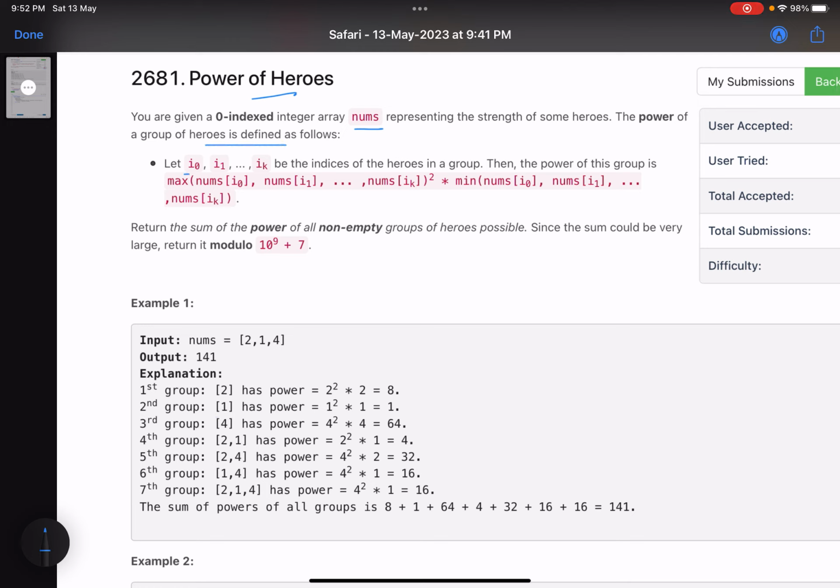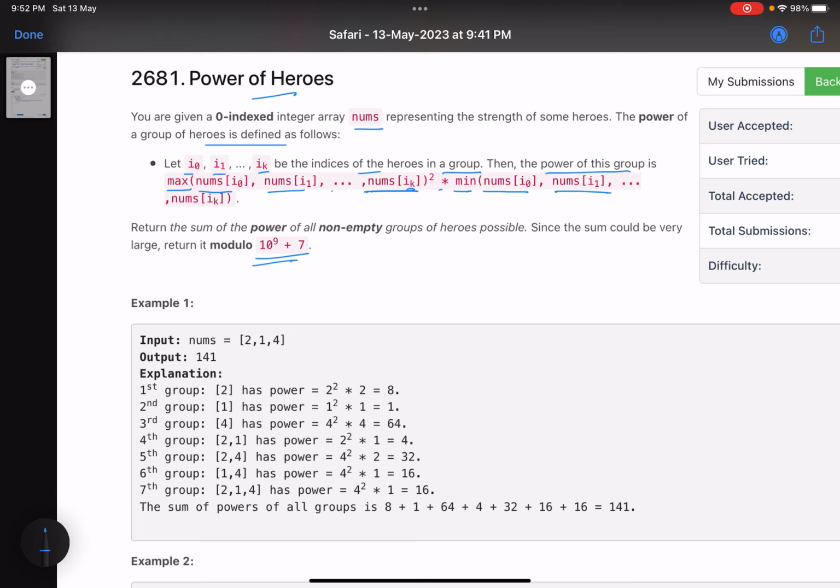Let i0, i1, till ik be the indices of the heroes in a group. Then the power of this group is the maximum element among these elements, nums of i0, nums of i1 till nums of ik, whole square, into the minimum of the same elements, right? Return the sum of power of all non-empty groups of heroes possible. Since the sum could be very large, return the answer modulo 10 raised to power 9 plus 7.